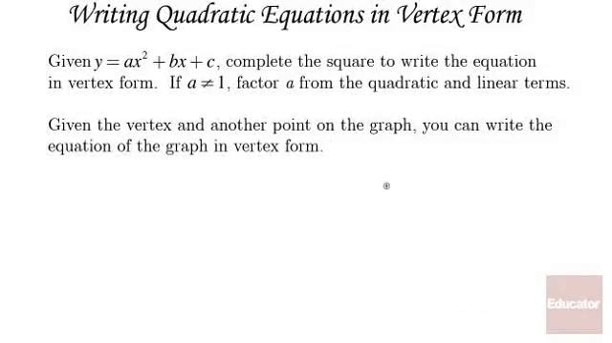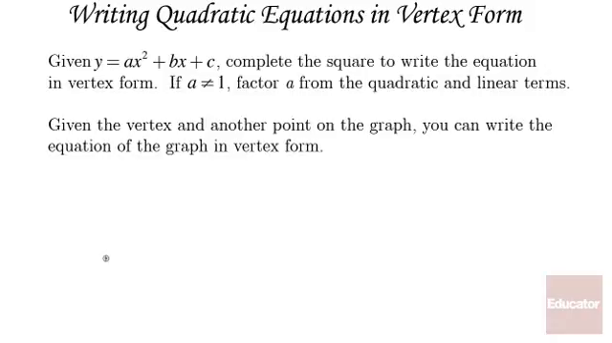Now, since this is an important form of the equation, you need to know how to write it in vertex form. And you may actually be given a quadratic equation in standard form and be asked to write it in vertex form. And the way you go about that is to complete the square. Now, it says here that if a does not equal 1, then you need to factor out a before you go on to complete the square. So we'll deal with that in a minute.